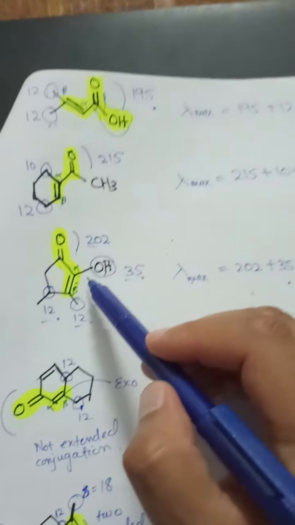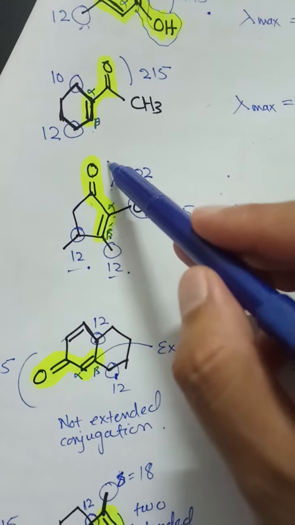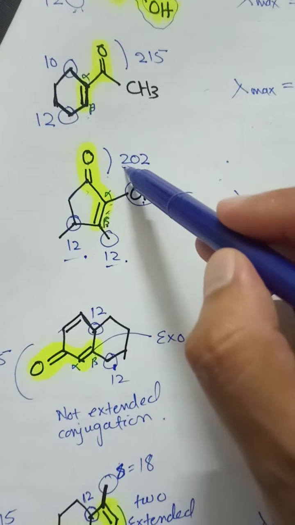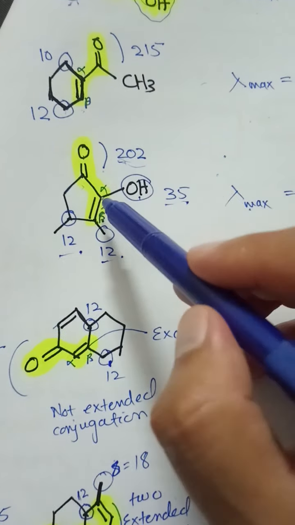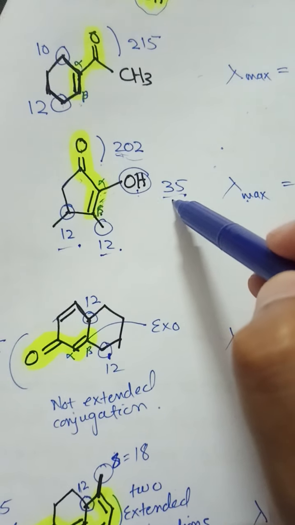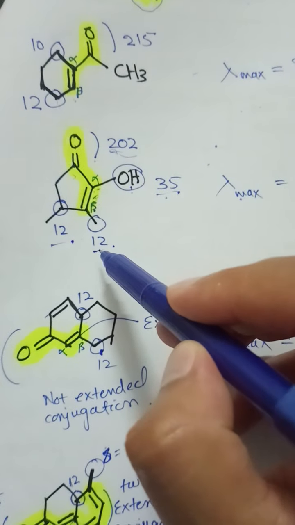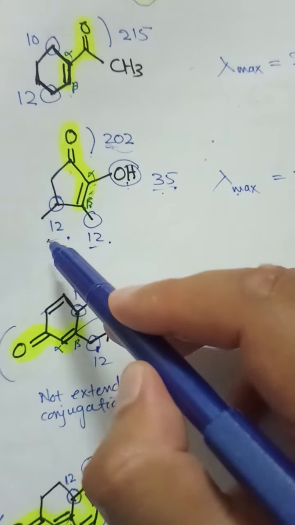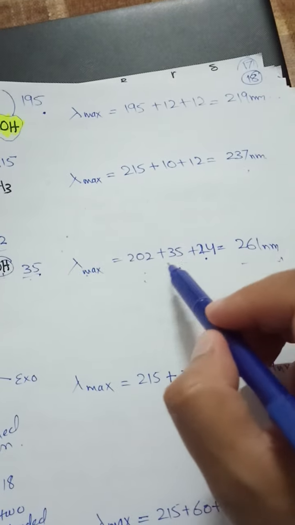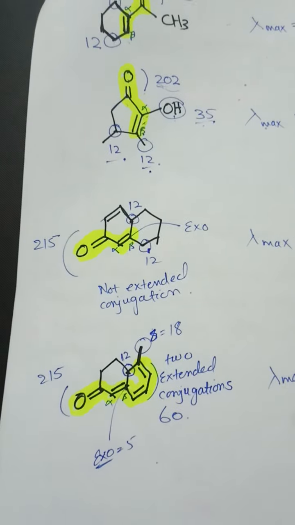Here we have a five-membered cyclic ketone, and this five-membered cyclic ketone with alpha beta unsaturation will give a base value of 202 nanometer. At alpha position there is a hydroxyl group, due to which 35 nanometer is added to this base value, and at this beta position there are two alkyl residues, 12 and 12, so 24 nanometer will be added to this one. So 202 plus 35 plus 24 gives 261 nanometer.